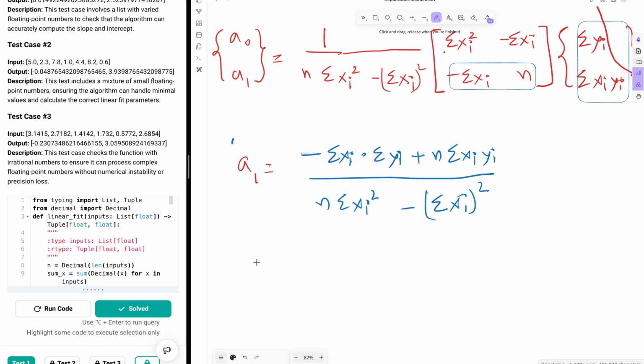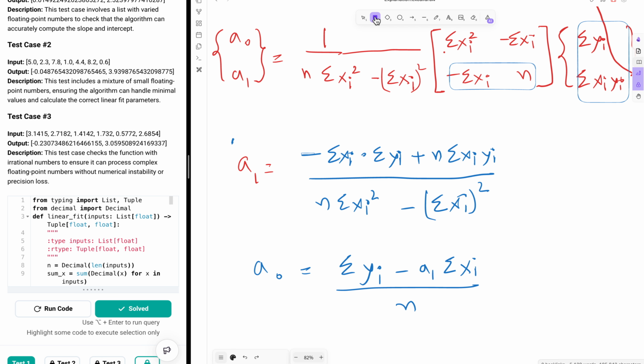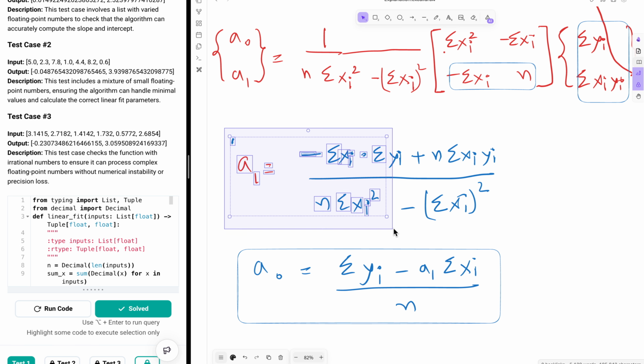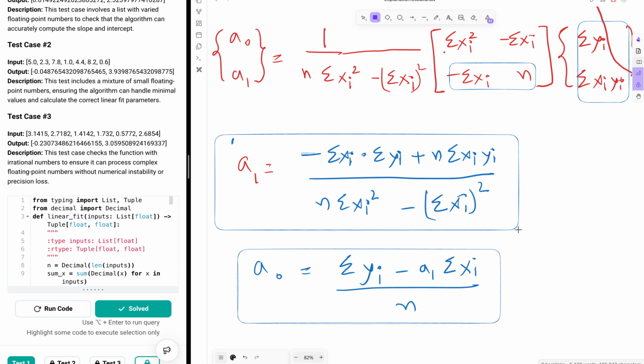And the a naught value is nothing but summation of yi minus a1 times summation of xi, divided by n. After plugging the value of a1 into this equation, we'll have these a naught and a1 values like these. So these would be the two formulas, for slope and intercept, for the linear fit algorithm that I just showed you.